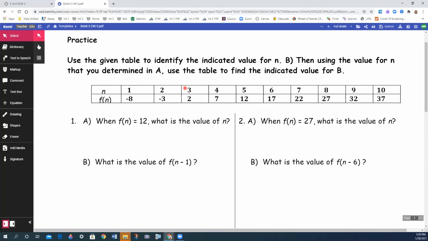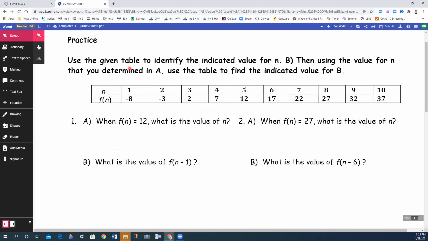We're also going to be taking a look at this f of n minus 1 or maybe f of n minus 6 and understand what this means. So if f of n is a term in the sequence, f of n minus 1 is 1 before it. And f of n minus 6 is 6 before it. Okay, so let's get started.